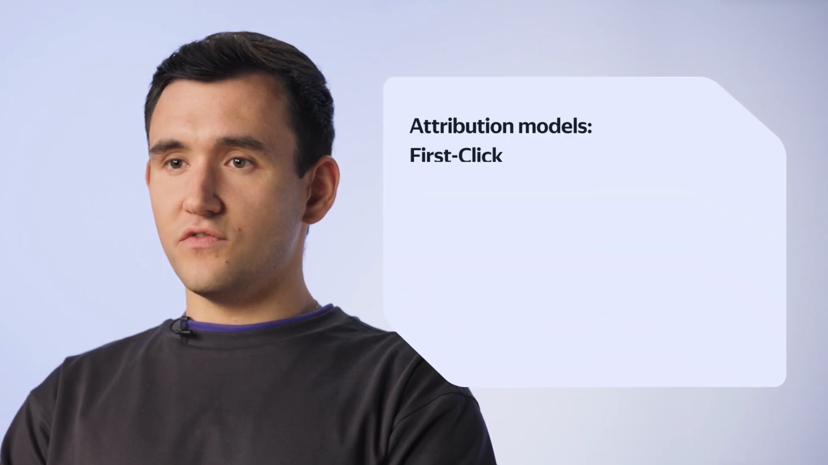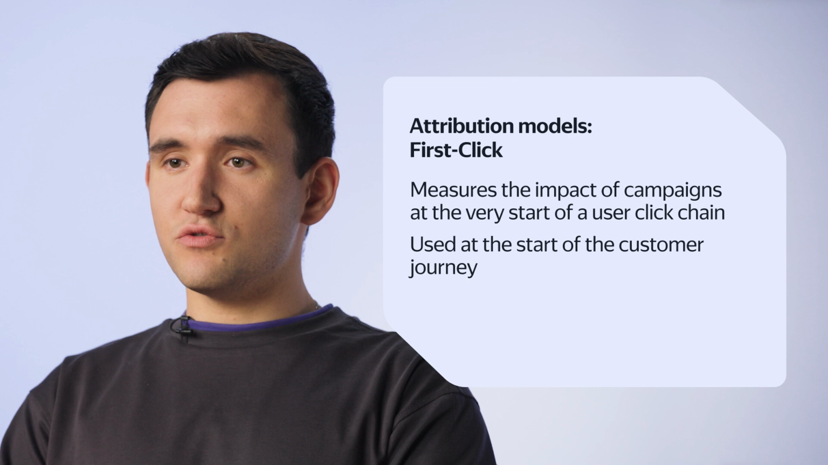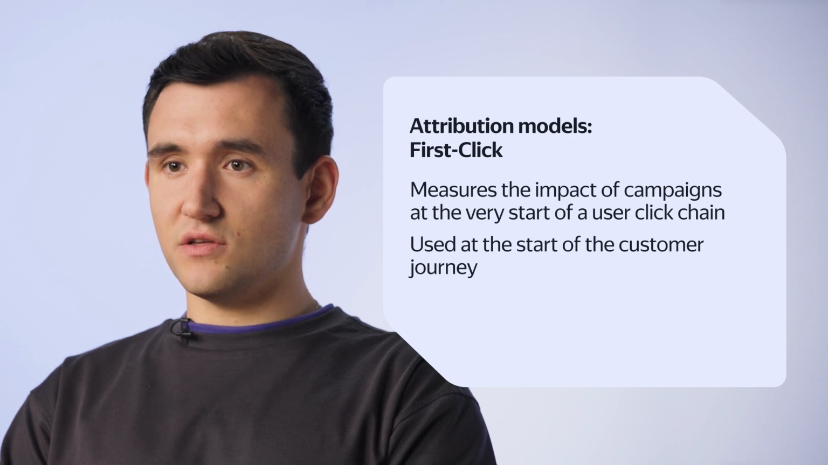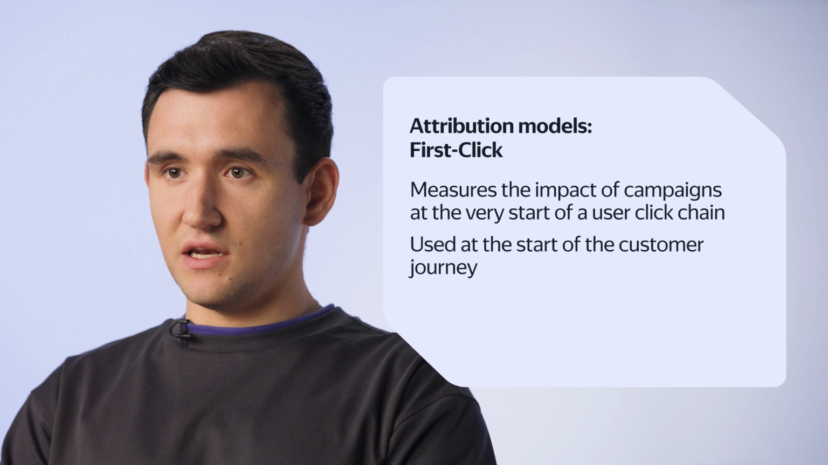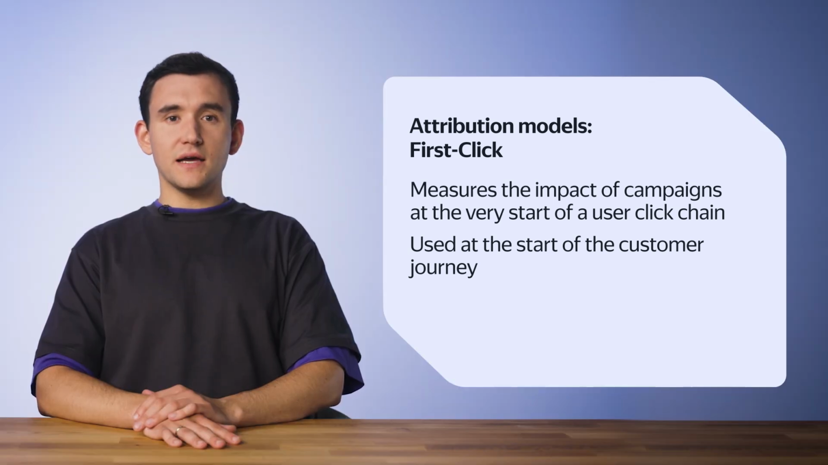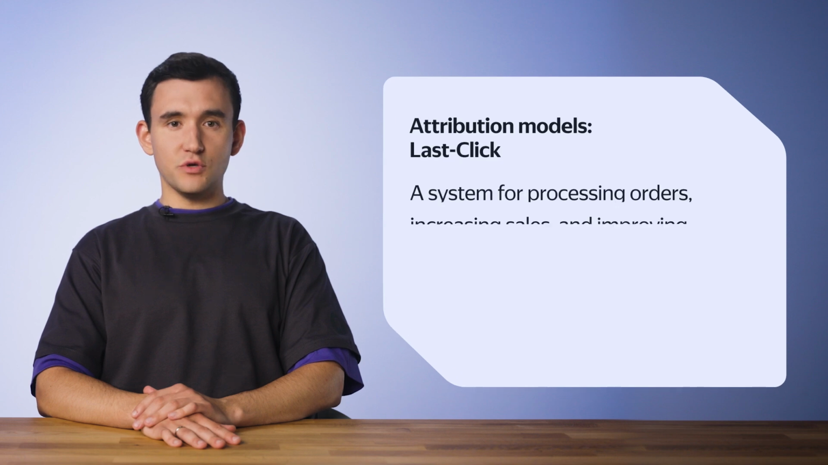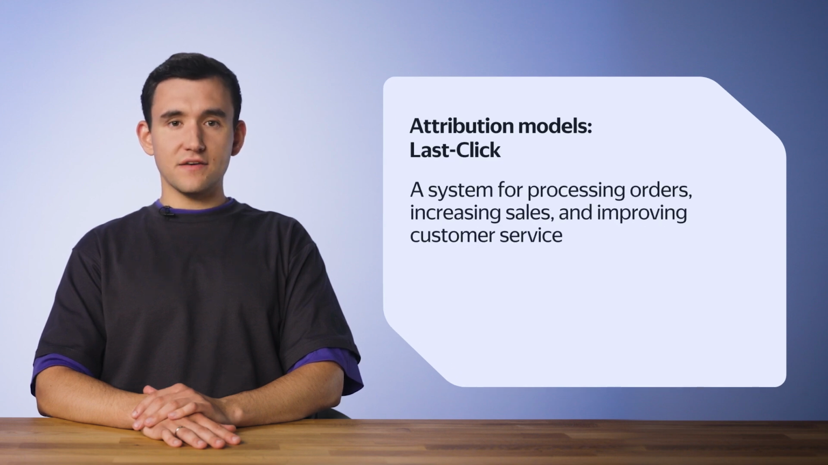We'll start with the first click model. This attribution model usually lets us measure the impact of campaigns at the very start of a user click chain. In other words, we analyze where the customer journey actually started from before the user converted into a customer. The opposite of this attribution model is called last click. In this case, we attribute a conversion and its entire value to the last rather than the first source.